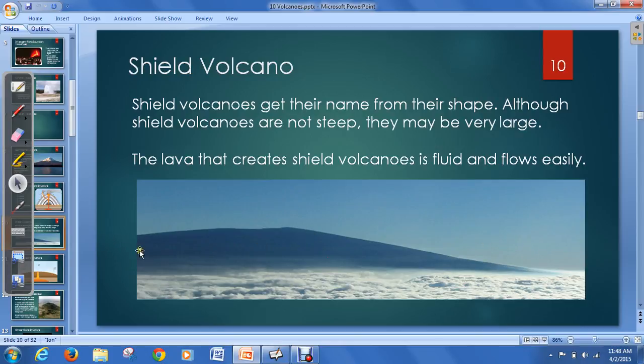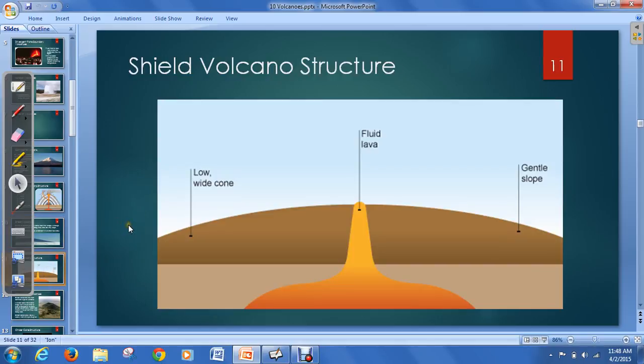It has very effusive lava that just moves very slowly, very easily down the sides, and it just creates these very wide volcanoes. Okay. And so again, similar structure, the magma chamber, the vent, but again, it has a nice gentle slope because the lava is able to flow a far distance before it solidifies. Okay.